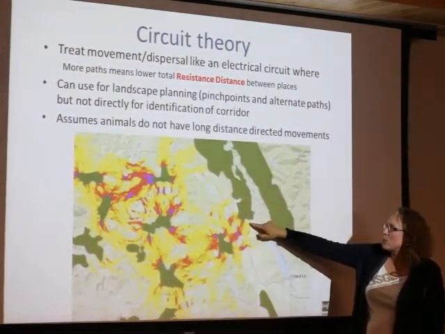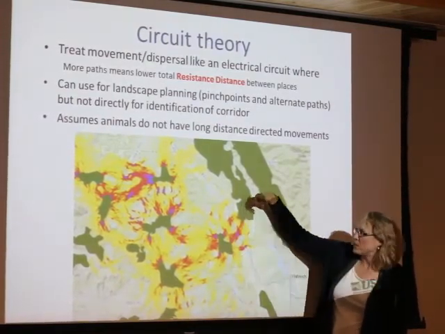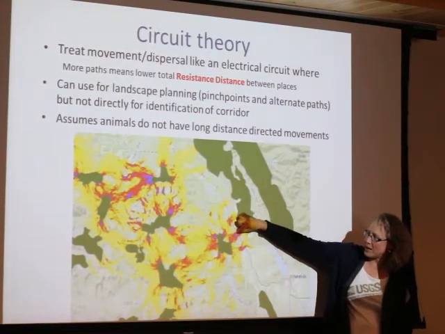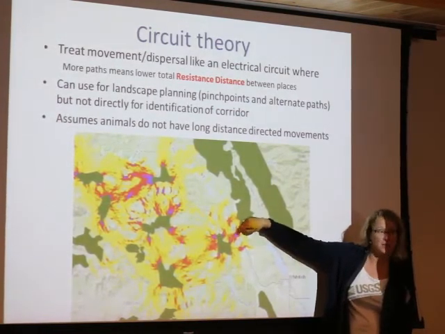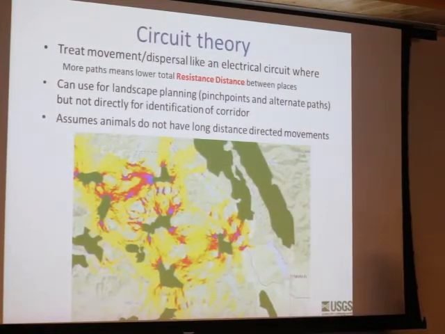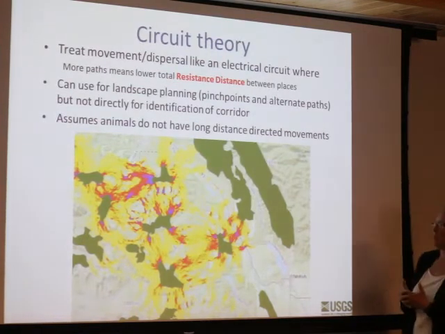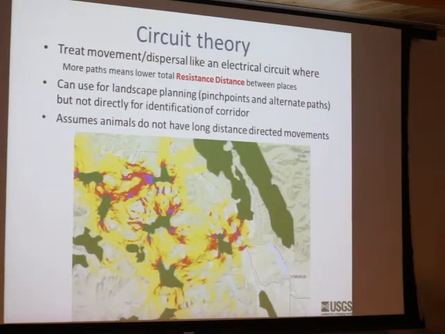But what it's really nice for is you can highlight pinch points, so in this particular example, you can see that the probability of animals moving through there is really high here, so that's kind of a pinch point, or over here. And so when you're thinking about land use management, you might think about, that might be a good place to make sure that there's a crossing across that road or whatever it's going across.